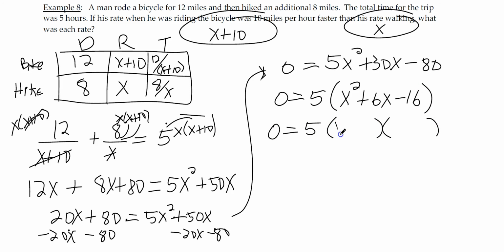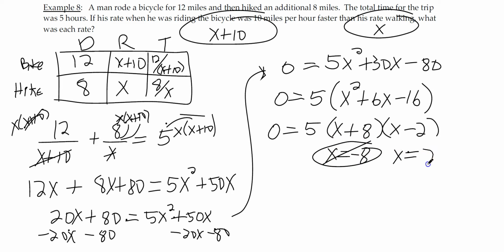Now I see an x plus 8 and an x minus 2. So out of this, 5 can't equal 0, but x could be negative 8, which makes no sense because x is a rate, or x could equal 2. Now keep in mind, we have x and we have x plus 10, so x equals 2, and x plus 10 would be 2 plus 10, 12.